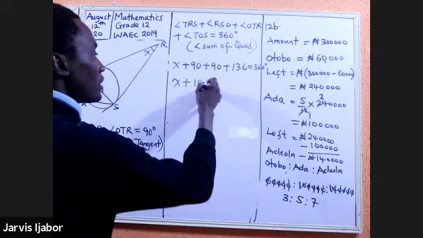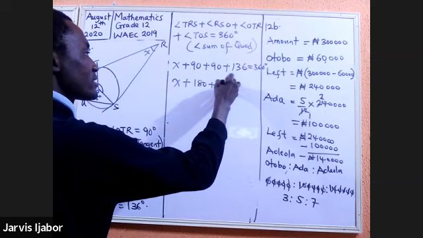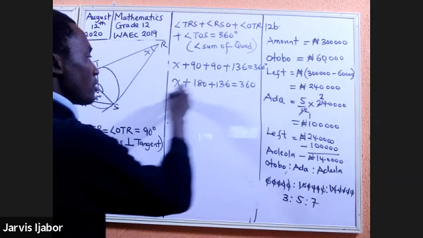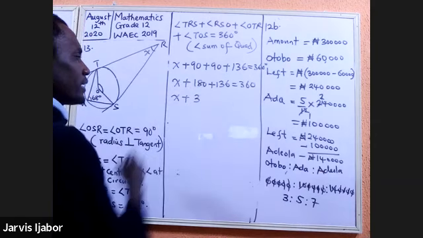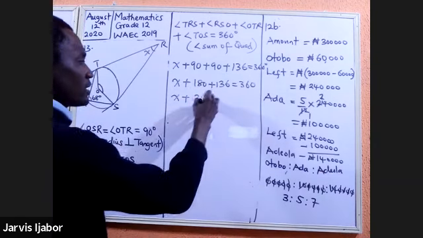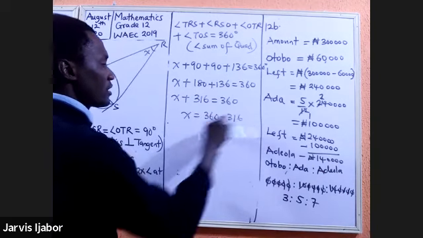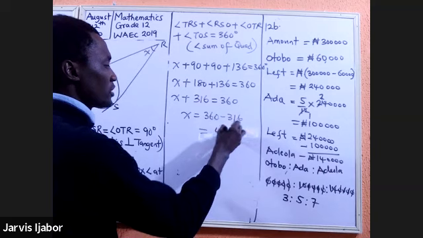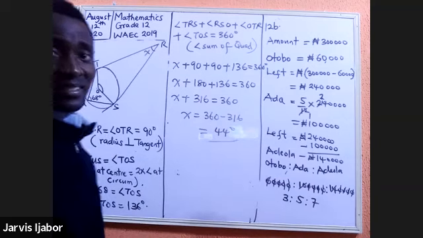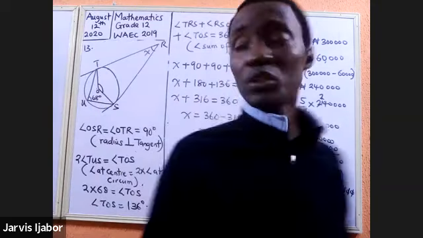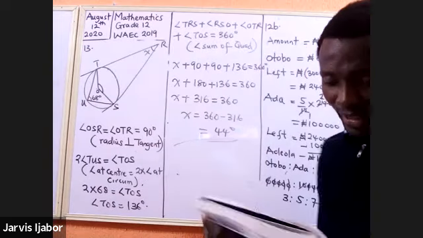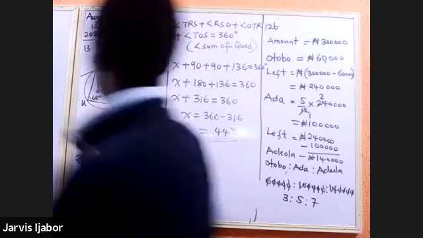Plus 136 equal to 360. Meaning x plus 316 equal to 360, and x equals 360 minus 316. That will give you 44 degrees. So x is now 44 degrees, and that is for 13A. All right, that's just for 13A.